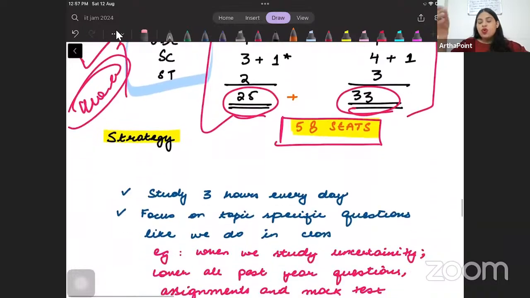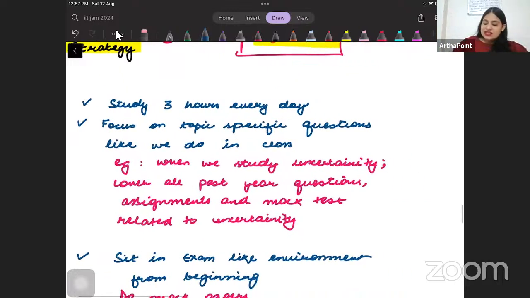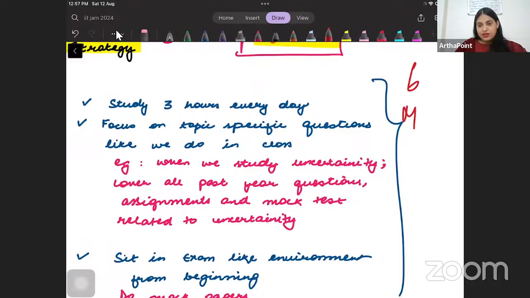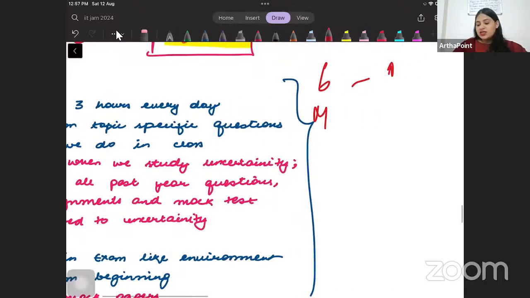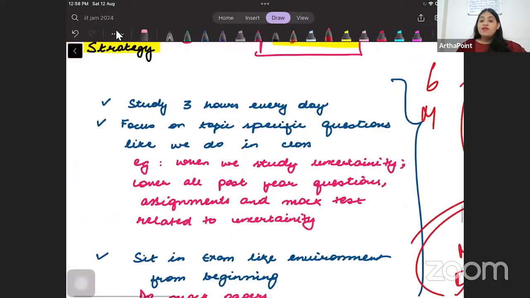ठीक है? So August to September, September to October, October to November, November to December, December to January, and January to Feb. Exactly 6 months you are left with. Beta, 1 month to last की revision and mock papers के लिए होता है. You are left with 5 months and 5 subjects with such a vast syllabus.